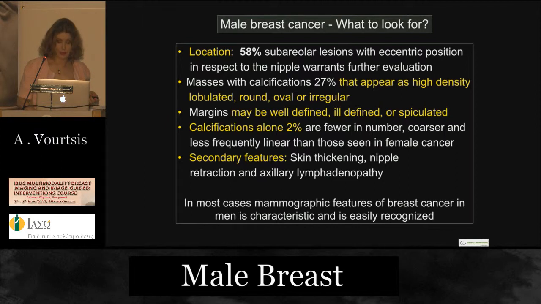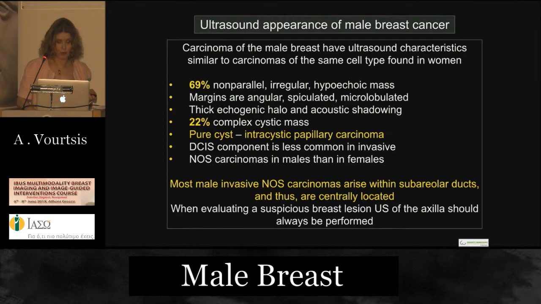Presence of calcifications is seen in about 1/3 of the cases, and those calcifications might have the benign morphology that we are familiarized with, the calcifications that we identify on mammography in females. They may be round, oval, rarely irregular. The margins of the masses might be well-defined or ill-defined. Calcifications alone are extremely rare, and of course the secondary features that we spoke about. On ultrasound, the findings are quite similar to female breast cancer.